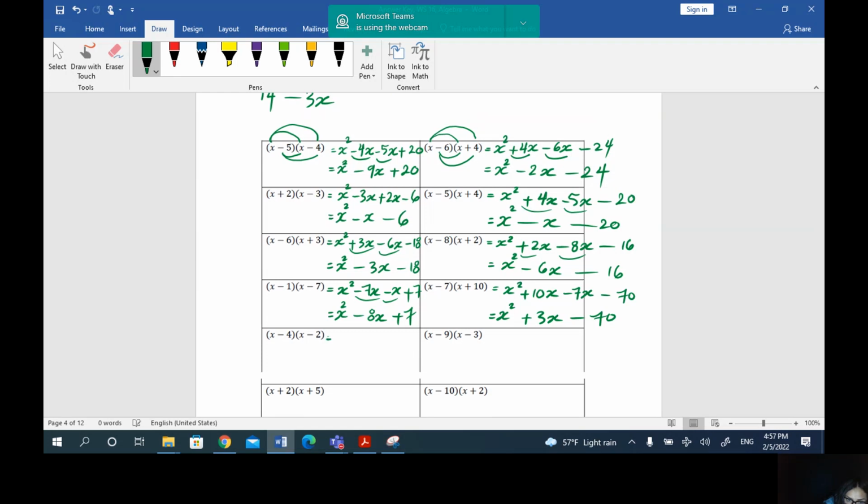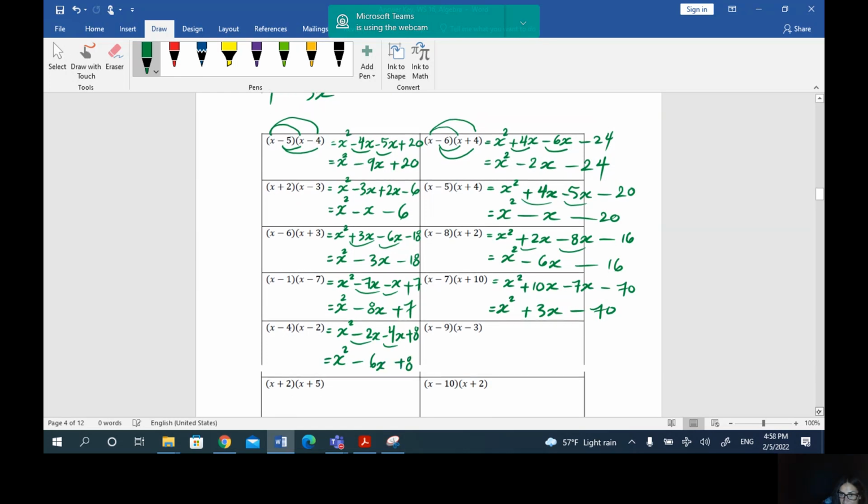Let's do the exact same thing here. X times x, x squared. X times negative 2, negative 2x. Minus 4 times x, minus 4x. Minus 4 times minus 2 is plus 8. Let's collect like terms. X squared on its own will come down. Minus 2x minus 4x is minus 6x. And plus 8, it will come down as is.